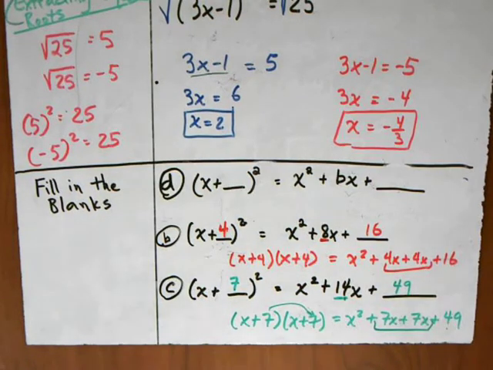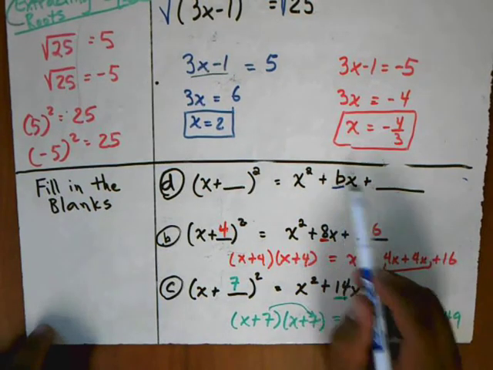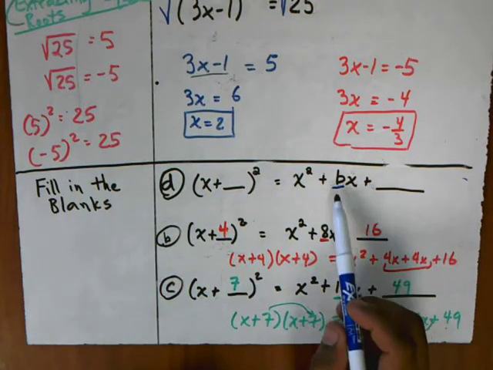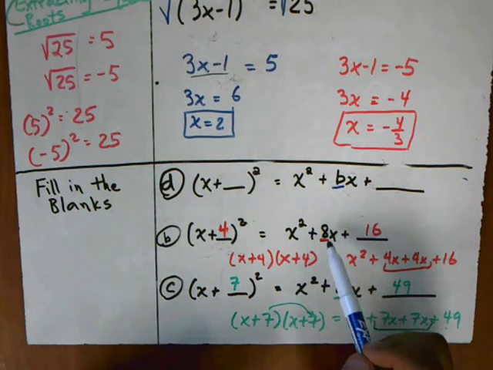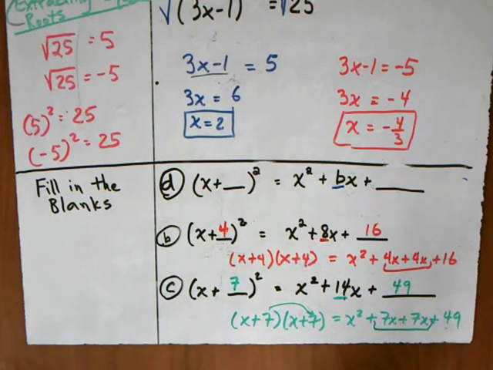Okay, so here I have a fill in the blank problem, part D up here, and it says x plus blank quantity squared is equal to x squared plus bx plus blank. This time I'm kind of throwing a monkey wrench into the process by introducing a variable. Instead of having a number here that you can divide and square, I've just given you a variable. But note that the same process applies. Nothing much has changed.